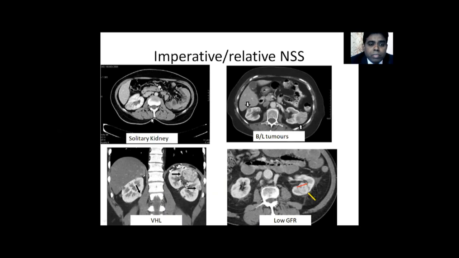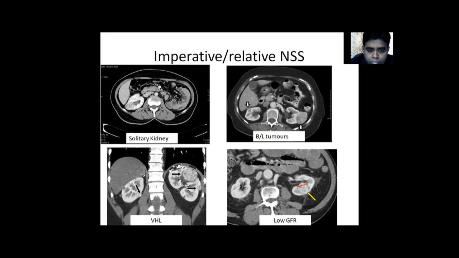So here you can see a patient with a solitary kidney, with a tumor, an imperative indication for a partial nephrectomy. A patient with bilateral tumors, a tumor here and a tumor there, a relative indication for a partial nephrectomy. Von Hippel-Lindau, multiple tumors, they can develop tumors in the other kidney, or maybe they can have a synchronous lesion bilaterally, another relative indication for a partial nephrectomy. Sometimes they have one kidney with the tumor and the other kidney is contracted or small, again a relative indication for a partial nephrectomy.